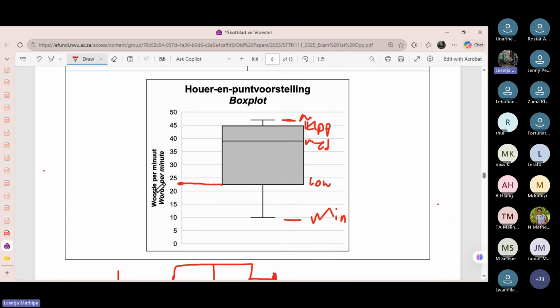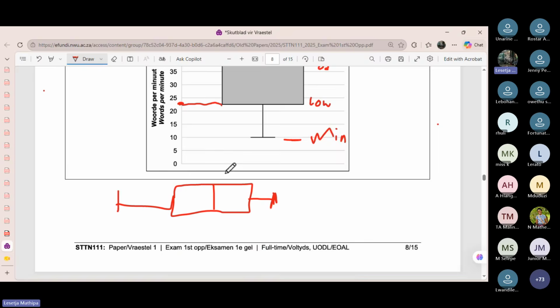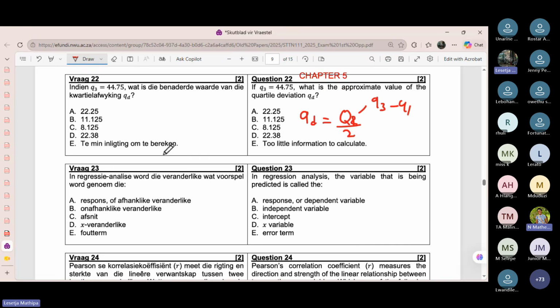Let's try to estimate the value of Q1. When we get this one, how much is it going to be? 24, 23, 22, 23. So let's take 22.